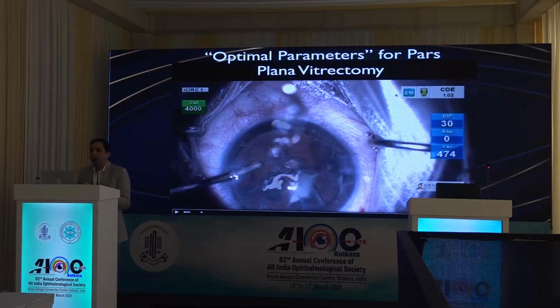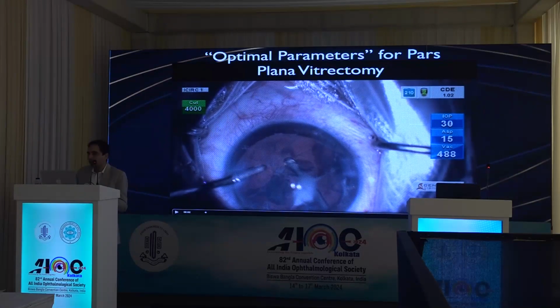What are the optimal parameters for pars plana vitrectomy? And that is, I think, very nicely highlighted by Dr. Megur previously. That one is you want to keep your irrigation low, which means either the bottle height or the intraocular pressure low, somewhere in the range of 20 to 30 intraocular pressure. A very low flow rate. So I'm keeping a flow rate of only 15 cc. So I don't want too much of traction coming up.